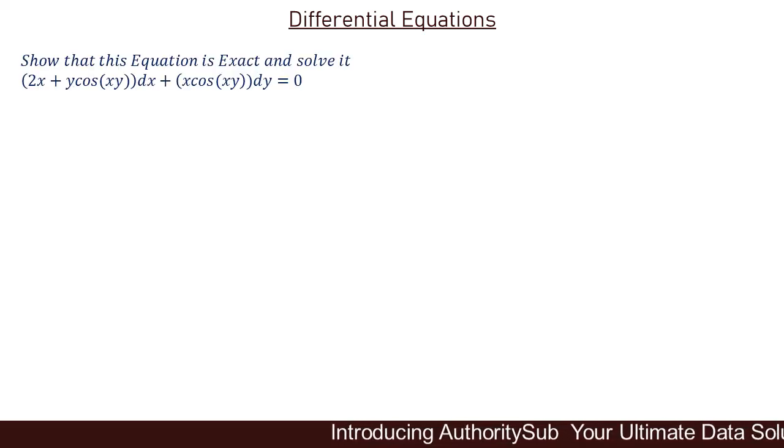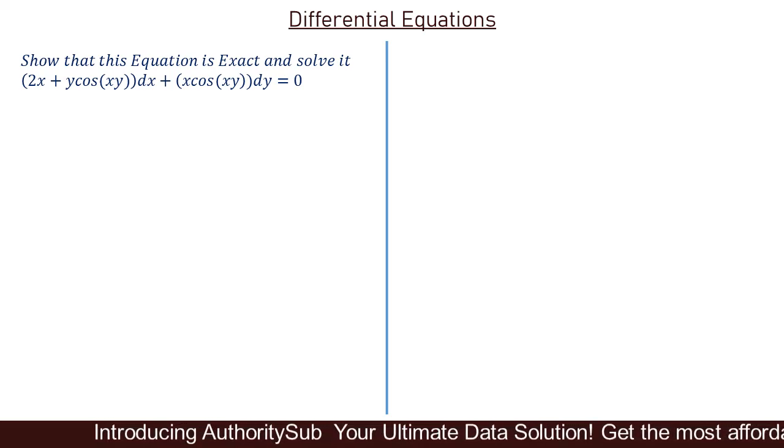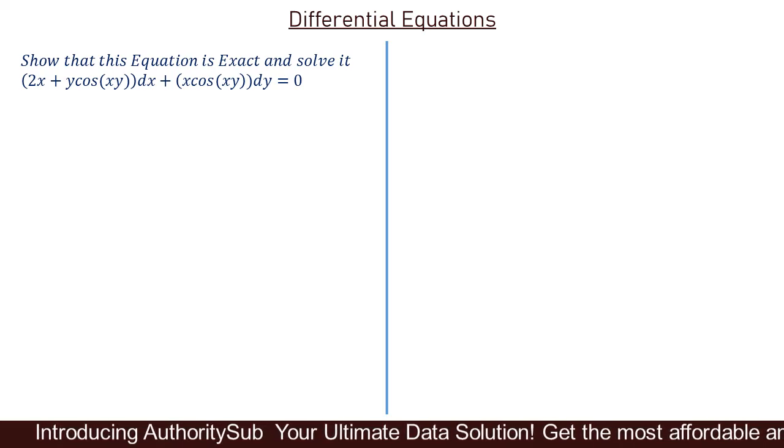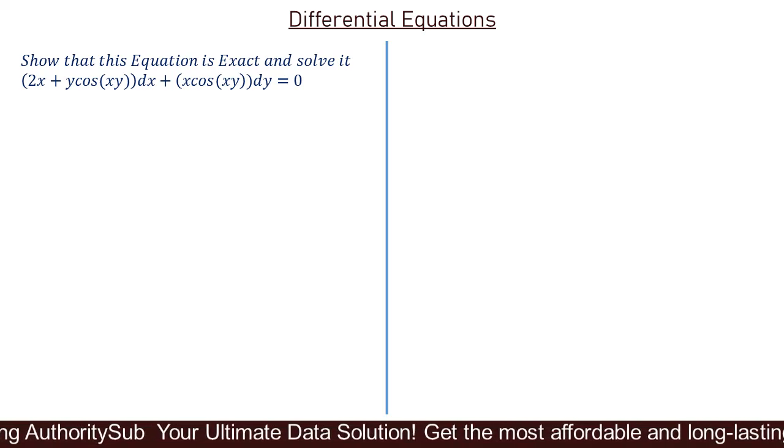Today, let's take a look at this problem under exact equation. This is exact equation made easy. Now let's go. We are asked to show that this equation is exact and we are to solve, right? Good. The equation is (2x + y cos xy) dx + x cos xy dy = 0.